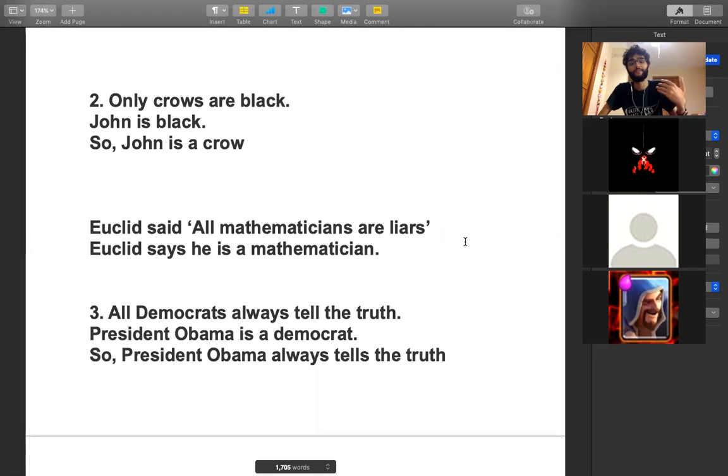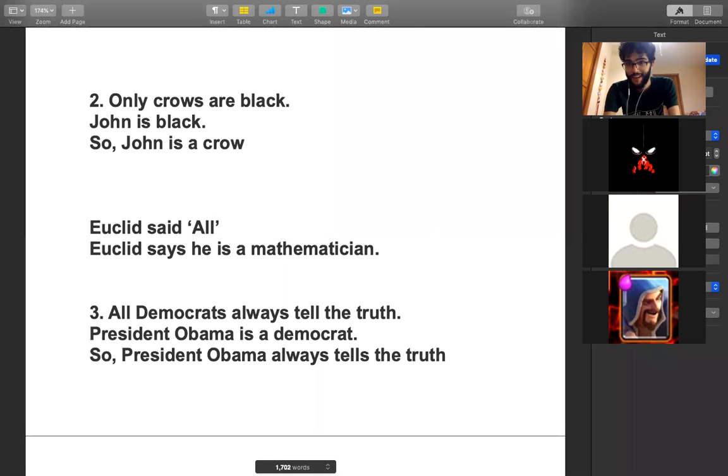Let us see what happens if Euclid is a liar. If Euclid is a liar, then the fact that he's saying that he's a mathematician is a lie, which means he is not a mathematician. Okay. So the fact that he's saying that all mathematicians are liars could also be wrong. So we are fine with Euclid being a liar. So even in this situation, although it looks a little bit more complicated, the solution is that Euclid is still a liar.